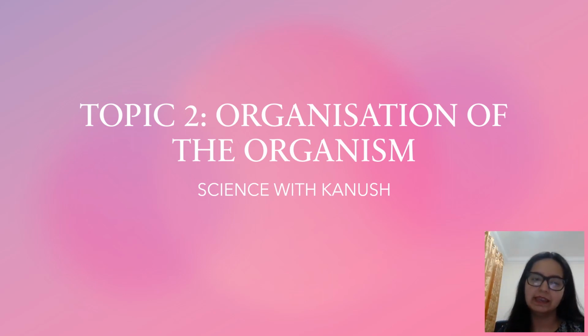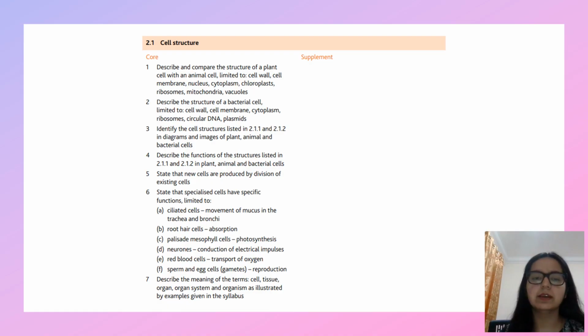Today I'll be explaining IGCSE Biology, Topic 2, Organization of the organism. So let's start. This is the syllabus content 2.1, cell structure. Here we will be covering the structure of an animal cell, plant cell and bacterial cell and the differences between them. We'll also see the specialized cells and their functions.